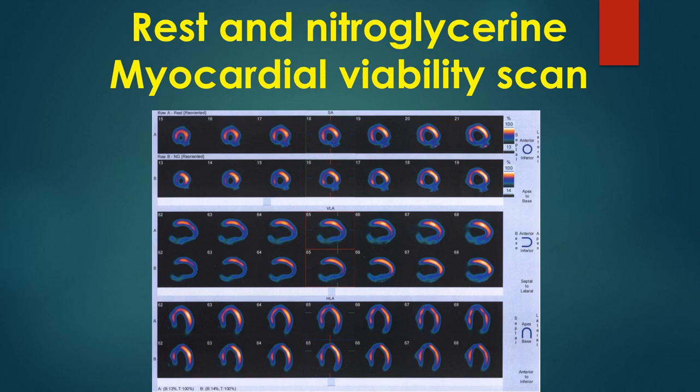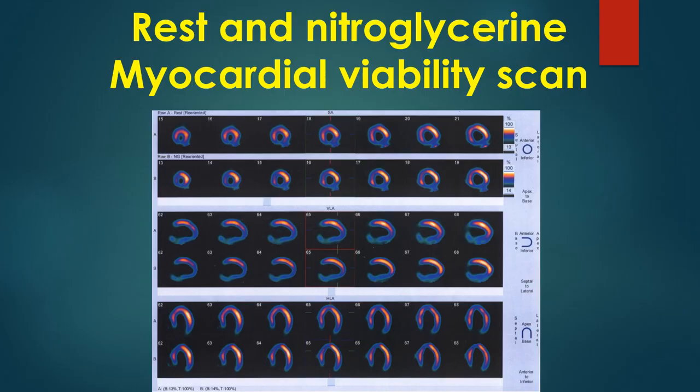Rest and nitroglycerin myocardial viability scan. Rest images were obtained after intravenous administration of 8 millicurie of 99m technetium. 25 millicurie of 99m technetium was injected hours later and after 0.5 mg of sublingual nitroglycerin, rest-gated images were obtained. Exercise was deferred in view of clinical background of triple vessel disease and severe left ventricular dysfunction.